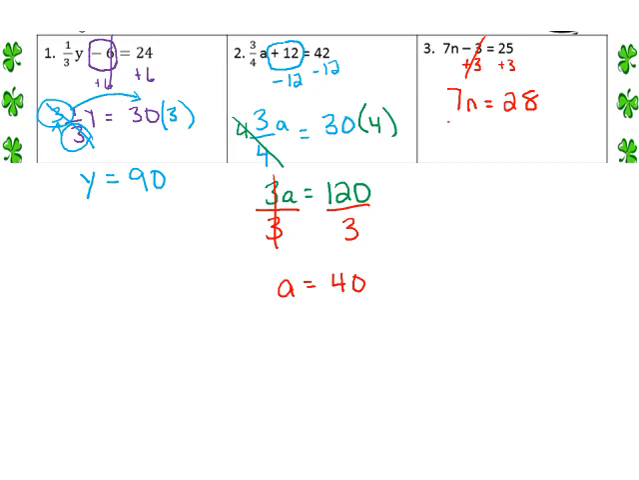Now my poor n, sure wish I had a 7 on the bottom. Okay, those can cancel out. If I'm going to divide by 7 on that side, I need to divide by 7 on the right. n is finally naked and alone, and 28 divided by 7. Done deal.